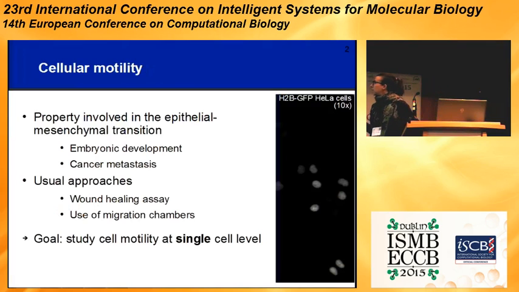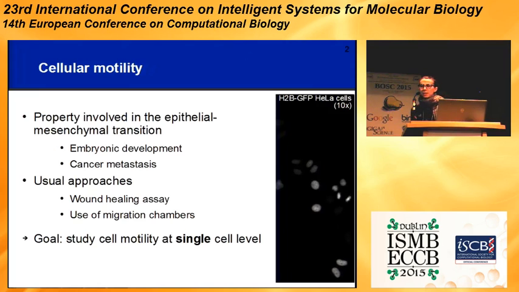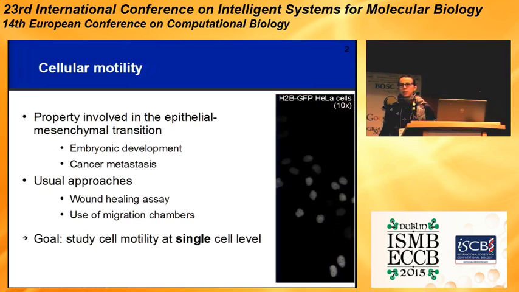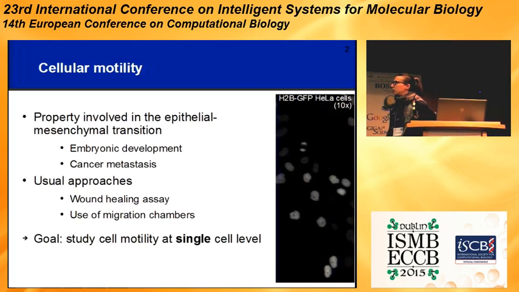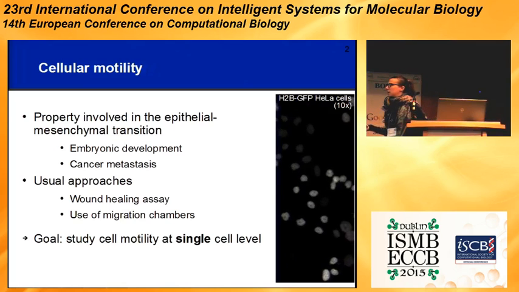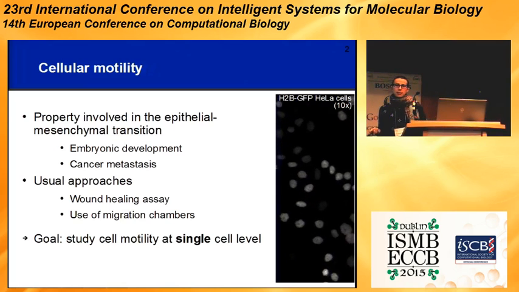So cell motility encompasses any cell movement which is active, that is energy consuming, and so it includes cell migration, but it's broader than that. It's a property that is involved in the epithelial mesenchymal transition, and as such plays a major role both in embryonic development and in the process of cancer metastasis.